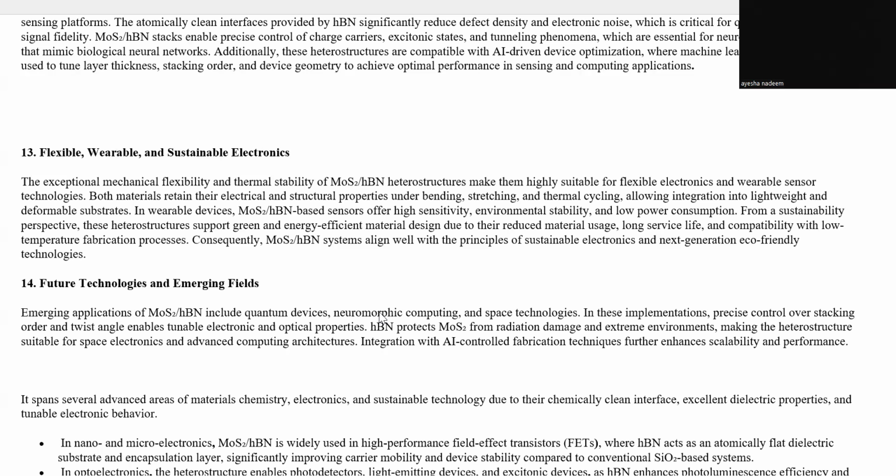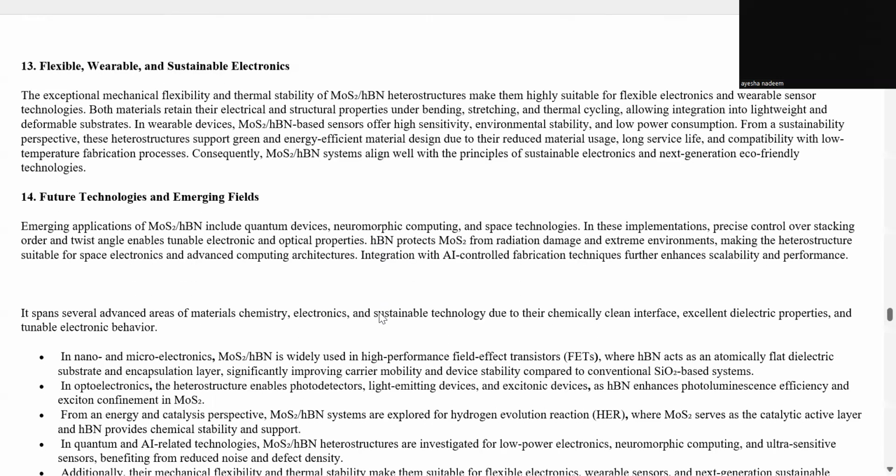substrates. In wearable devices, molybdenum disulfide and hexagonal boron nitride based sensors offer high sensitivity, environmental stability, and low power consumption. From a sustainability perspective, these heterostructures support green and energy efficient material design due to their reduced material usage, long service life, and compatibility with low temperature fabrication processes. Consequently, molybdenum disulfide and hexagonal boron nitride systems align well with the principles of sustainable electronics and next generation eco-friendly technologies.